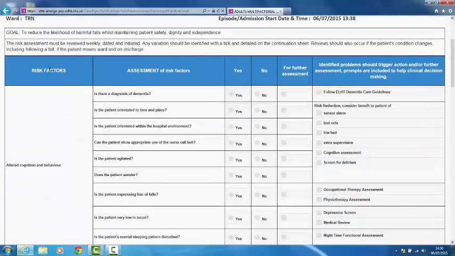The full screening risk assessment lists the risk factors to the left-hand side. The assessment of the risk factors are listed below, and here we answer yes or no. Dependent on the answering of the question, we may need to trigger for further assessment. And to the right-hand side are the necessary actions that we need to apply to reduce the patient's risk of falls.